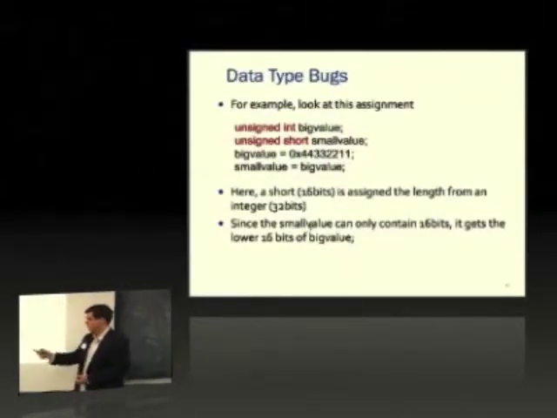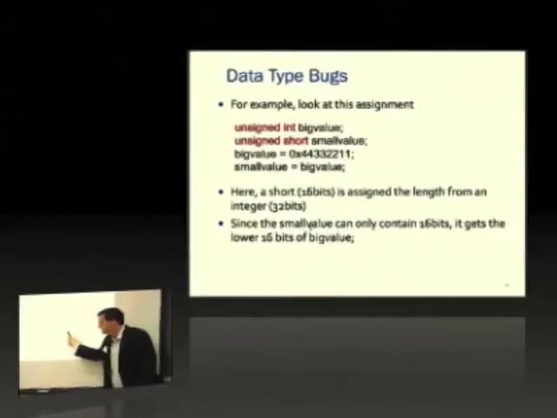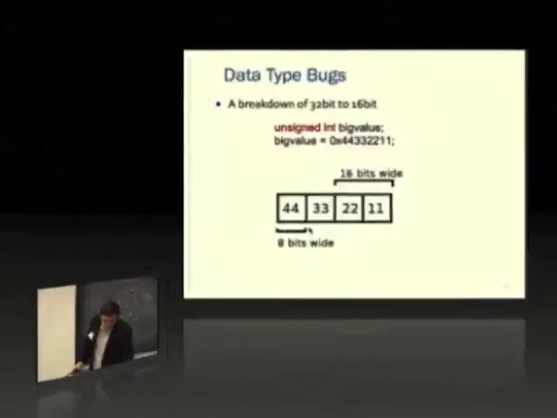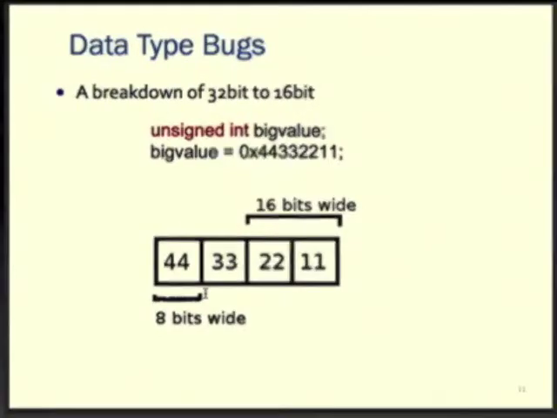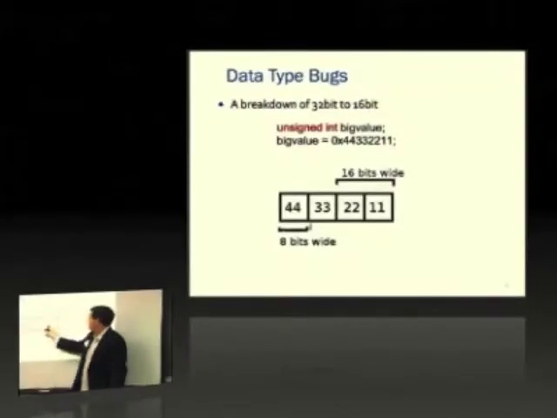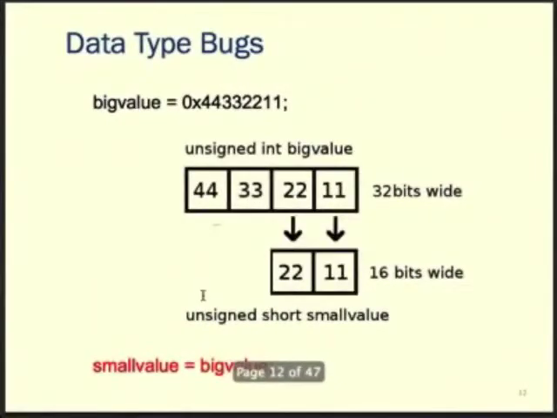Chunking. Correct. So here, the 16 bits is being assigned a value from 32 bits, but it can only contain 16 bits of value. So what happens? Well, we have the high. I've marked these up in 8-bit chunks for each integer or short that we're looking at. So this represents all of big value, right? As you can see here, in hex, it's 44332211. If you want to break this down byte by byte, you can see it at 8 bits, 8 bits, 8 bits, 8 bits. This is the 16 bits, though, right? That we are trying to assign to a 16-bit variable. So all that it receives are the lower 16 bits of that integer when you make this assignment.